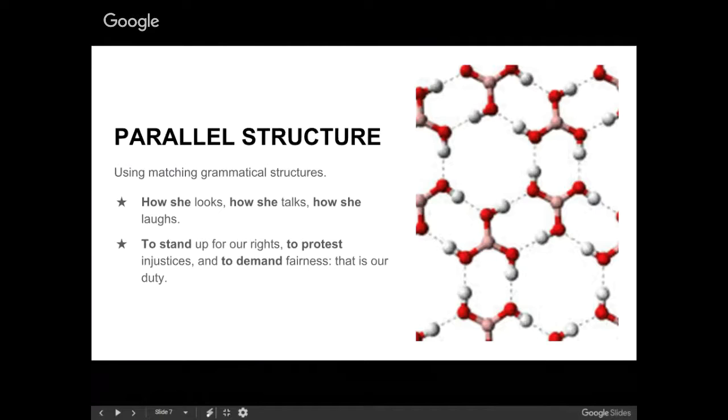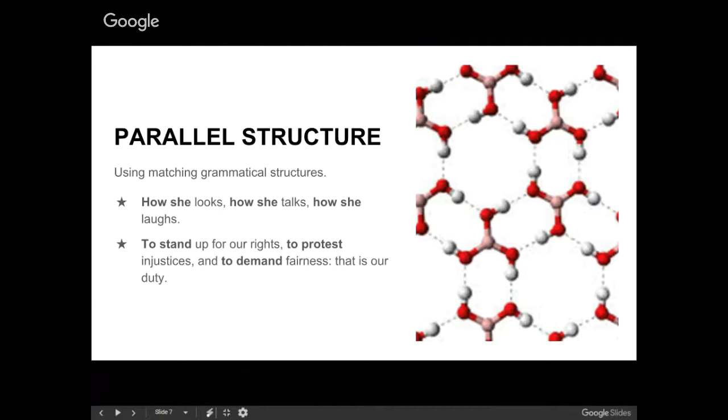For instance, one example of parallel structure that really also emphasizes repetition would be if I made reference to how she looks, how she talks, how she laughs. The repetition of how she in each new element of this sentence series presents a parallel structure. It presents something that's easier to listen to, easier to understand as you read.